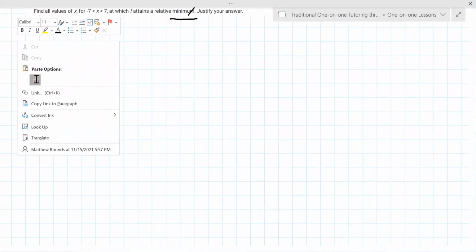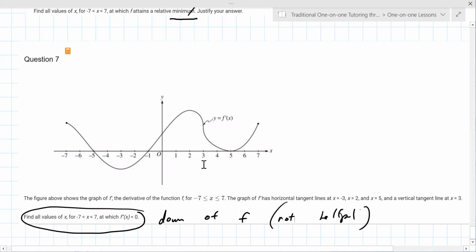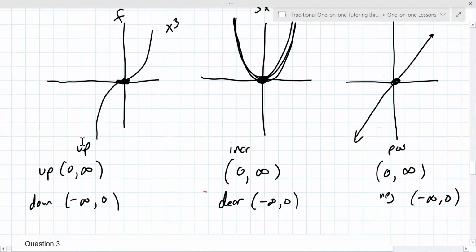Snip this in here. So same thing again, but it says find all values of x for which f double prime of x is less than 0. That means f is concave down, but you don't have f, so that's not helpful. And if we go back to the example where I gave you these 3 graphs, it's concave down here, but what are we looking for in the derivative? How do you know if something's concave down from the derivative? Where it's decreasing.